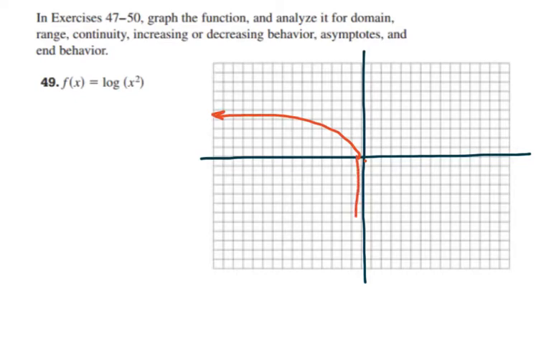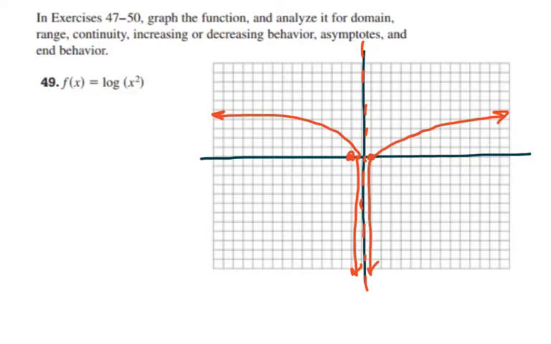And then here, it actually has an asymptote at 0. And then, I guess it goes through (1, 0) and (-1, 0). So it's this kind of mirror with an asymptote in the middle.